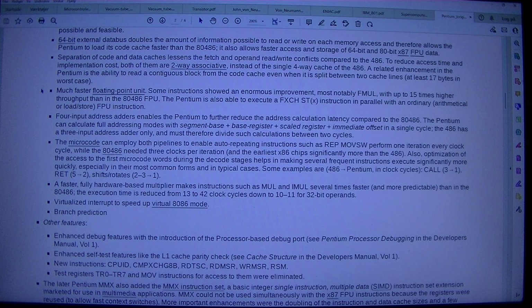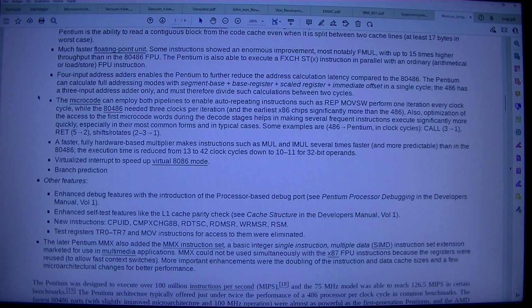Much faster floating point unit. Some instructions showed an enormous improvement, most notably FMUL, with up to 15 times higher throughput than in the 80486 FPU. The Pentium is also able to execute an FXCH ST(x) instruction in parallel with an ordinary arithmetical or load/store FPU instruction.